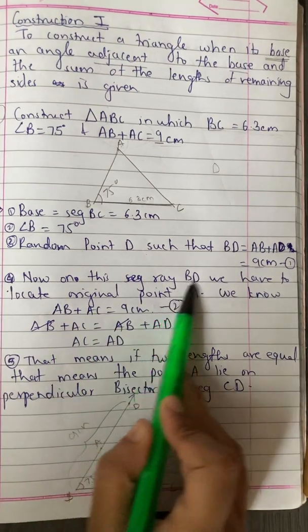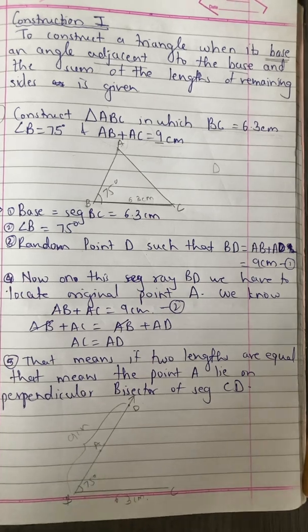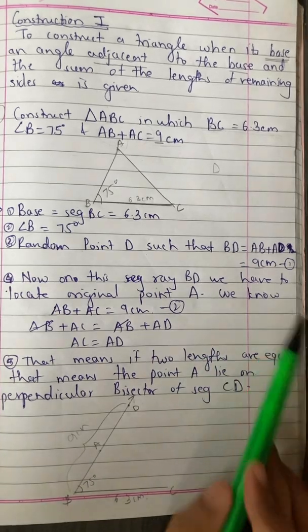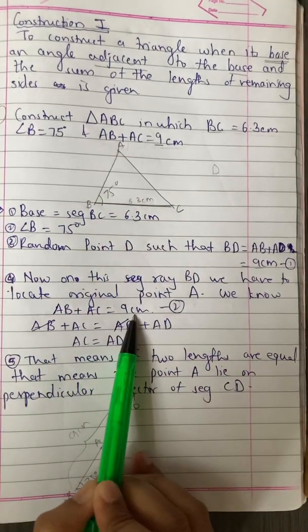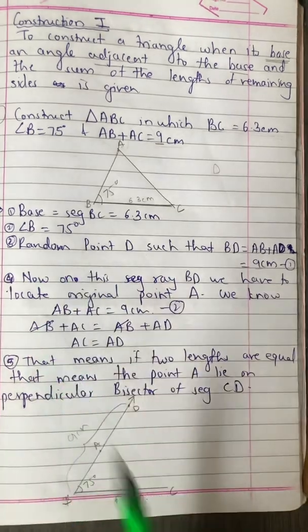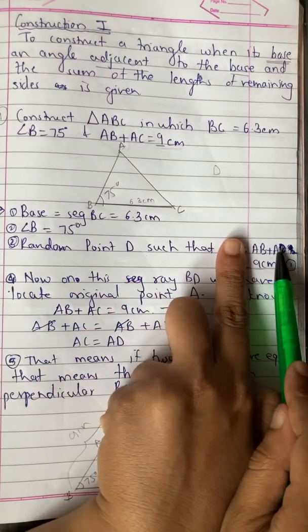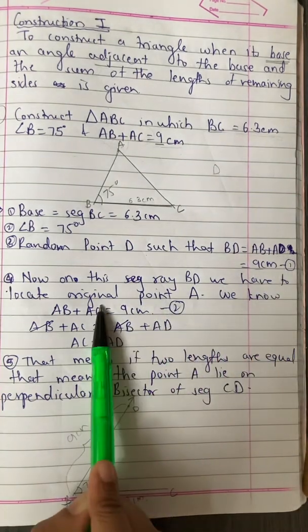Now on this ray BD we have to locate the original point A. But we already know AB plus AC. This is already given in the question. AB plus AC is equal to 9 centimeter. Give this as equation number 2. Now, ignore BD for now. If we study equation 1 and equation 2, what do we get?